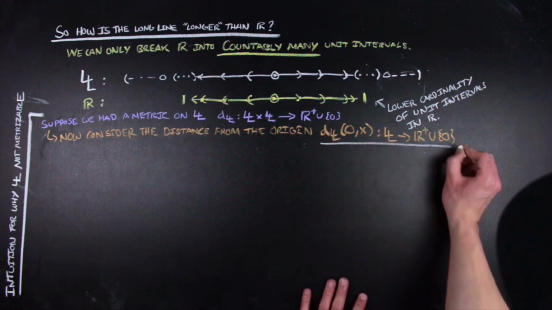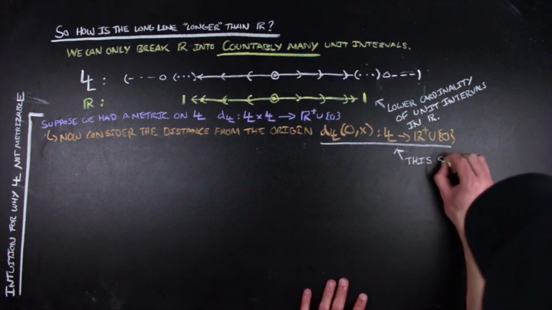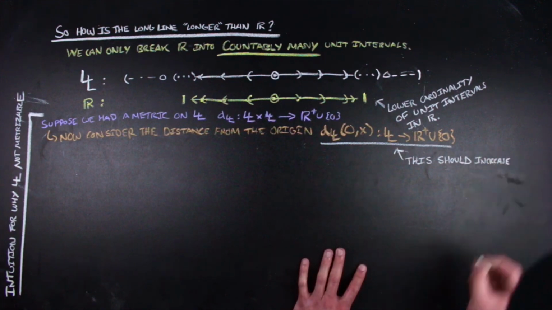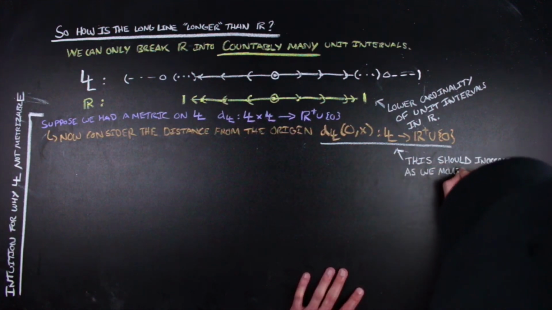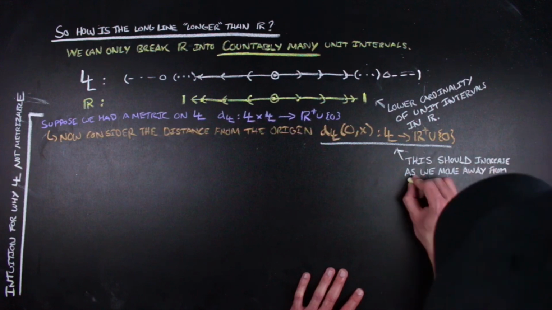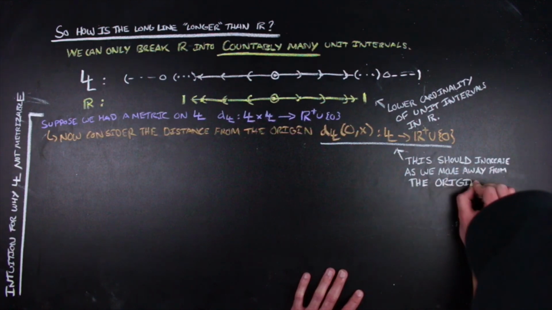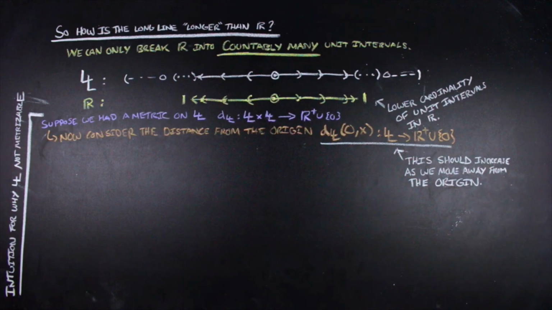So it's important to note here that this function has to be increasing. If it's not increasing, then we can have something that is closer to the origin that is just as far away as something that is farther out from the origin. And that doesn't make sense in terms of metric, because the whole point is to give a notion of differing distances from a point in space.